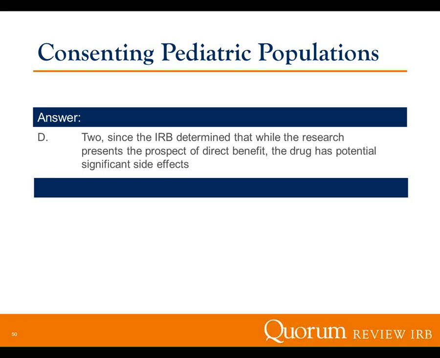That's not correct. B, 1, since the research involves greater than minimum risk but presents the prospect of direct benefit. That could be correct. C, 2, since the research involves greater than minimum risk but presents the prospect of direct benefit. Remember, for that language, it's actually only one signature that is required. And D, 2, since the IRB determined that while the research presents the prospect of direct benefit, the drug has potential significant side effects. So under the regulations, under this category, only one would be required. But again, the IRB can always determine that the permission of both is actually required.